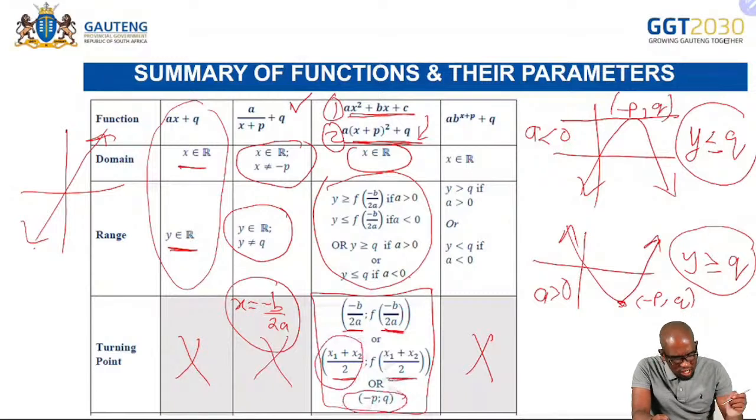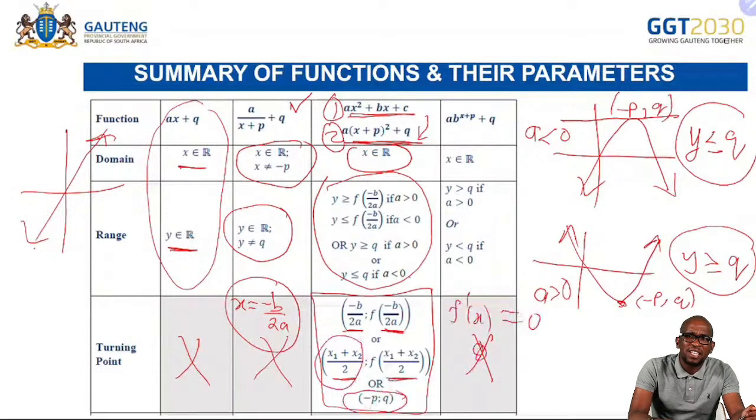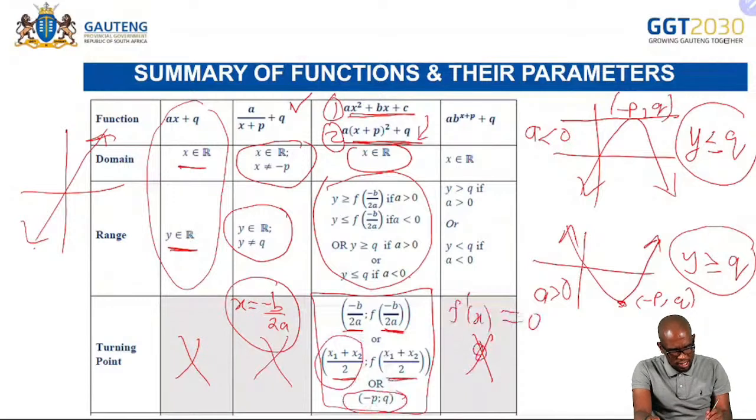Alternatively, if you have your turning point form, you can use minus p and q. Or you can also use calculus. In this case, you use f prime of x equals 0 to find the axis of symmetry, and then you take that value and substitute it back into the original equation to find the y value. So these are the 4 ways that you can use to determine the turning point of a quadratic function.